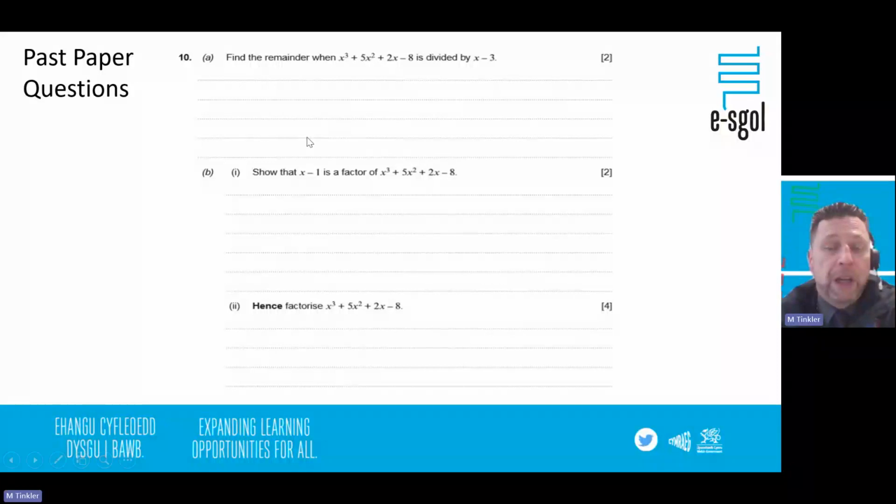A question here, sorry, an additional maths question with part a, finding the remainder, and then part b, show that it's a factor, so we know straight away we have our first factor. So I will leave you a minute or two to see if you can work on that.